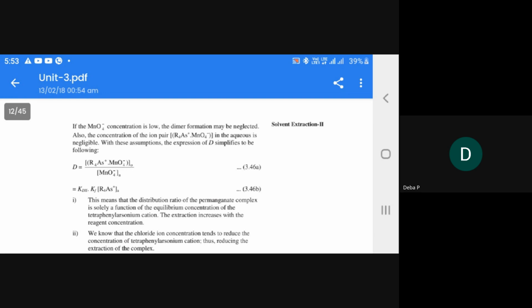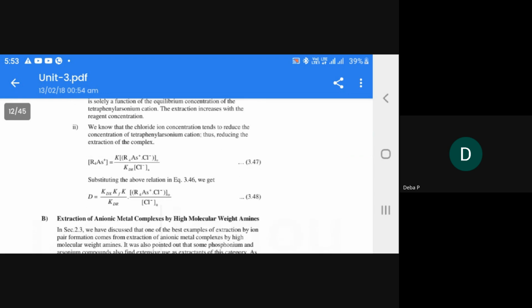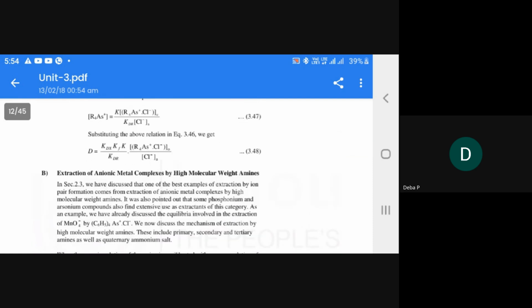Second part, we know that the chloride ion concentration tends to reduce the concentration of tetraphenyl arsonium cation, thus reducing the extraction of the complex. So now, substituting in the above equation, we will get the final equation as D equal to KDX into Kf into K divided by KDR into R4As+Cl- in organic to Cl- in aqueous. Then the second one, this is about the permanganate, then extraction of anionic metal complexes by high molecular weight amine.